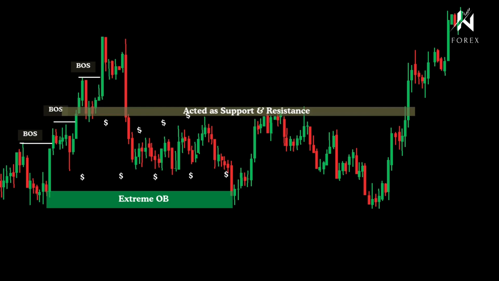This level has built up considerable liquidity just above it. Shifting focus slightly downward, we find a descending channel pattern. Liquidity has gathered both above and below this channel.